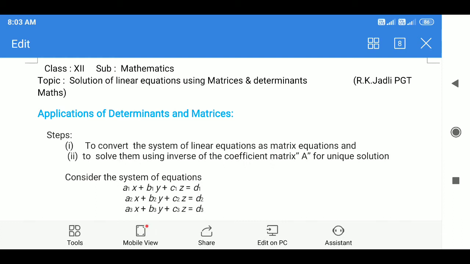Application of determinants and matrices in the solution of linear equations. Step 1. Firstly, we convert the system of linear equations into a matrix equation and then solve it by using the inverse of the coefficient matrix for a unique solution.